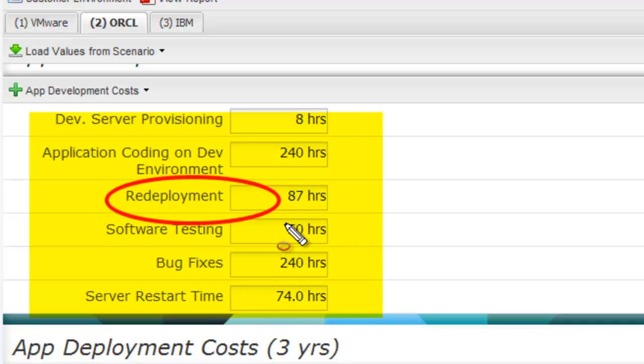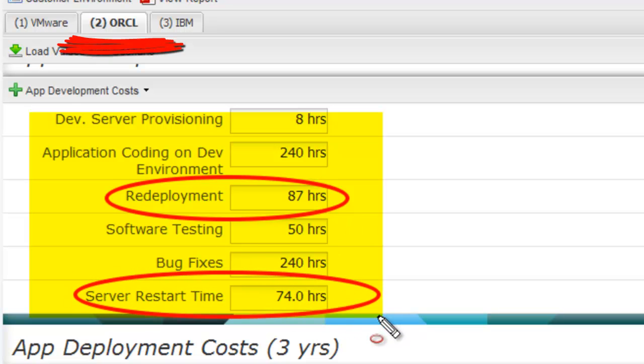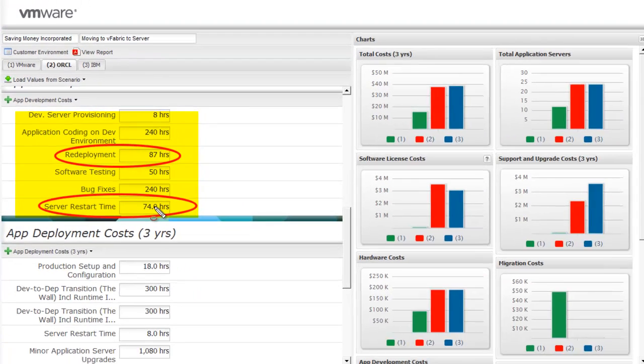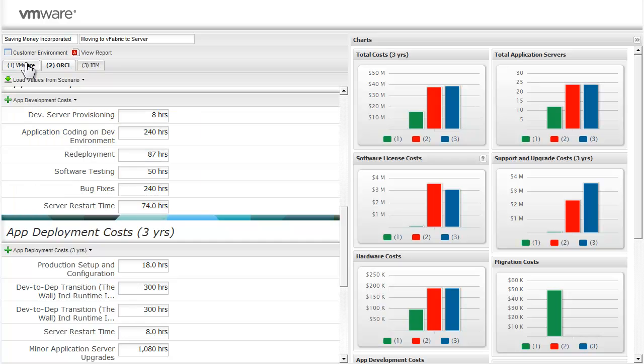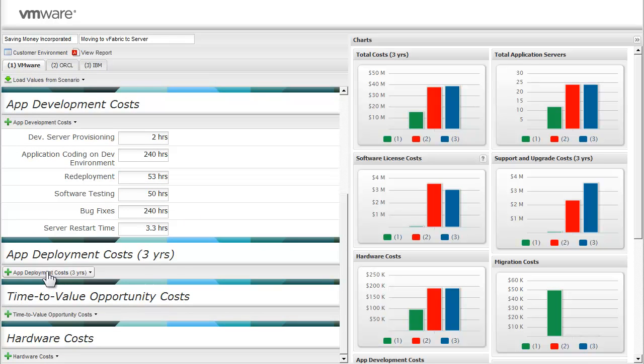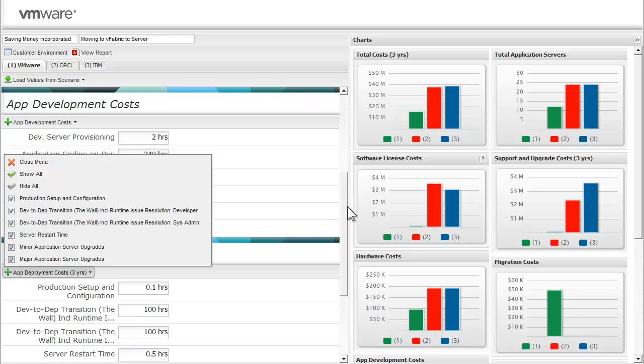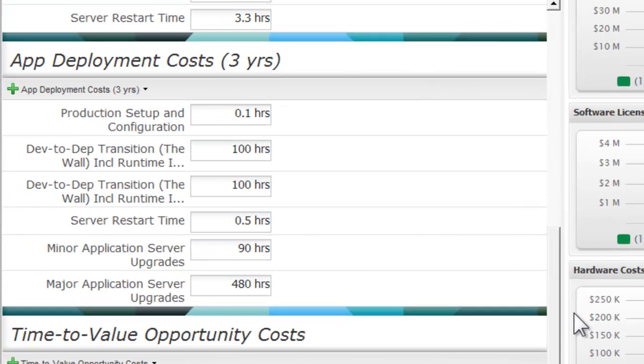Because vFabric tcServer is so lightweight, the amount of time these operations take is very minimal compared to a commercial application server. In our measurements of developer productivity, we could see that a developer in vFabric tcServer spent about 20 times less time restarting the application server itself.